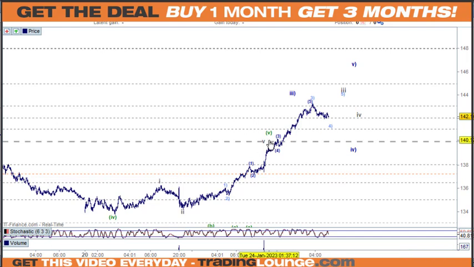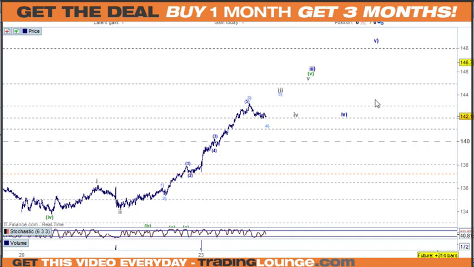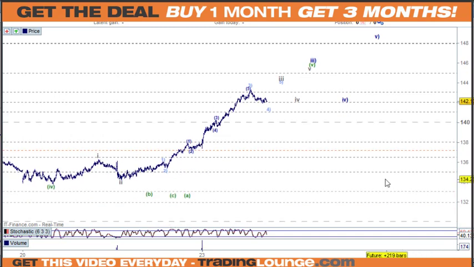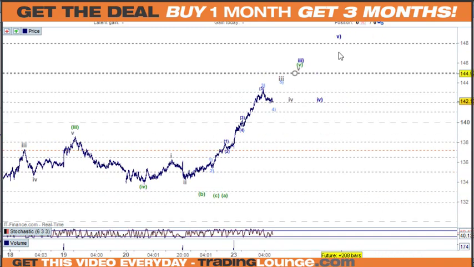Oh yeah, there it is. That can go there. And that would give me wave 5 here of 3. And then we'll have wave 4. And then we'll have wave 5 up to the 150, 148 sort of area up that way. So I don't think this trend is finished to the upside, but it will take a reprieve here.